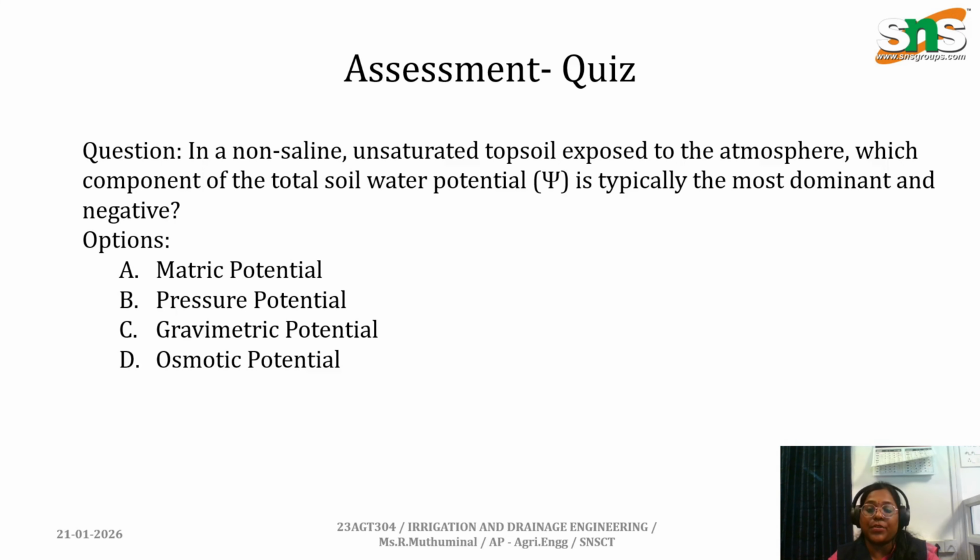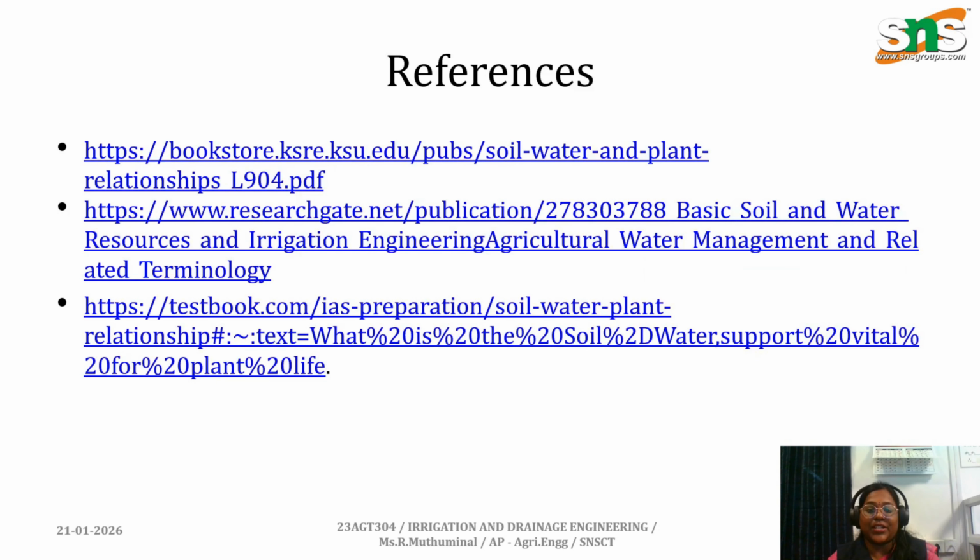the total soil water potential is typically the most dominant and negative? Options are matric, pressure, gravimetric, and osmotic. And our answer is matric potential.